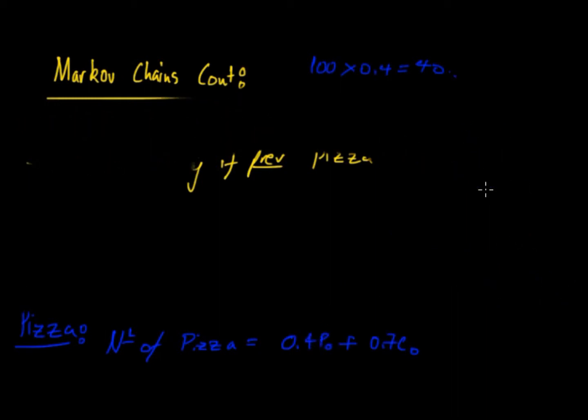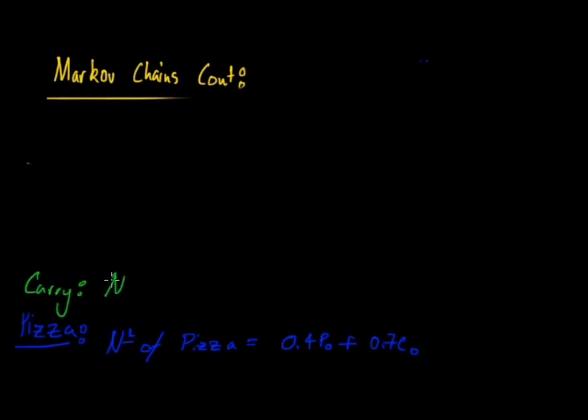And then from this, we can show that the curry equation, the number of people who eat curry, is equal to 0.6 PO, and that's because 60% of people who ate pizza then ate curry on the next day, plus 0.3 CO, which is because 30% of people eat curry the next day if they had curry the previous day.